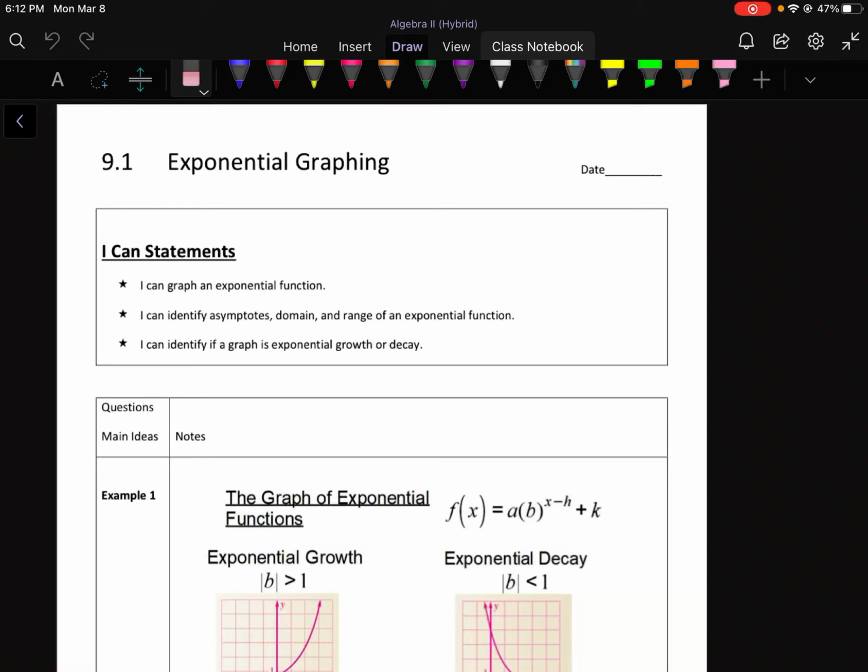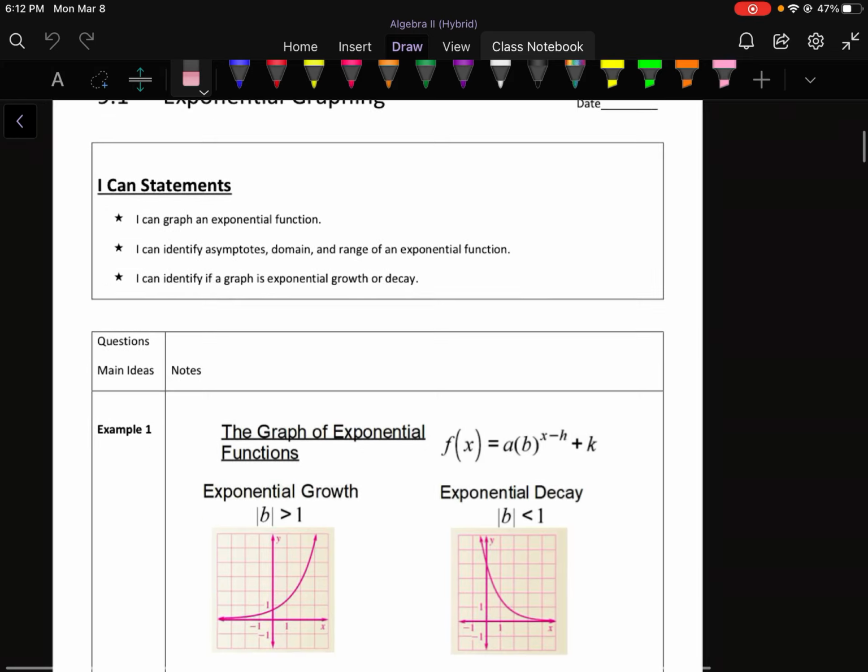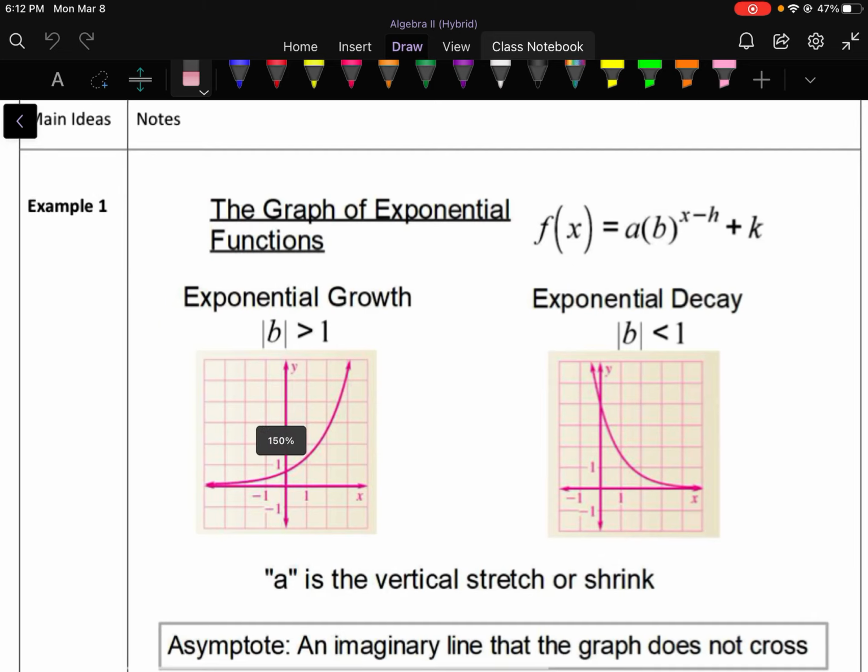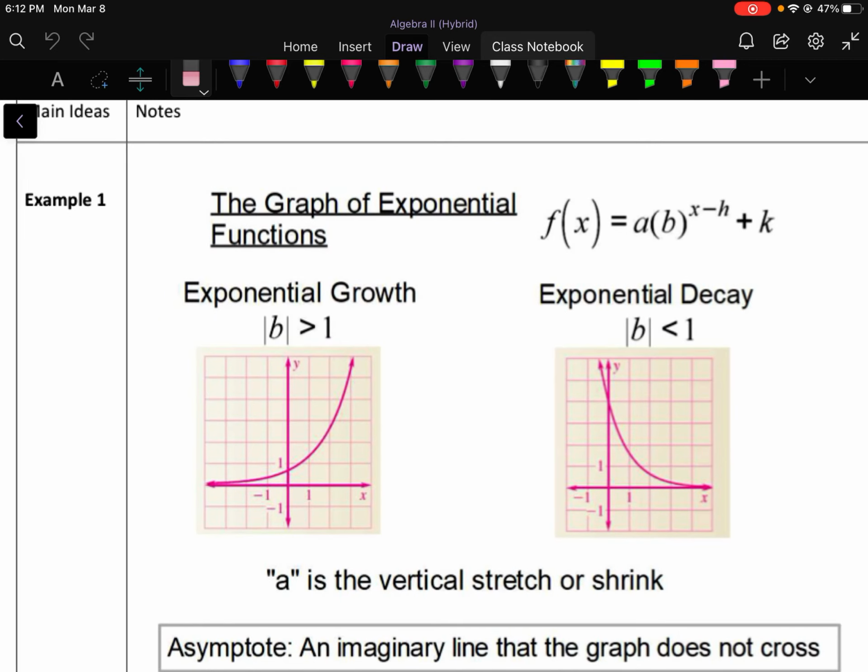What is up? We are on Unit 9, Section 1, Graphing Exponential Functions. So 3 goals for today: to graph exponential functions, identify asymptotes, domain, and range of exponential functions, and identify if a graph is exponential growth or decay. So here we go, the graph of exponential functions.